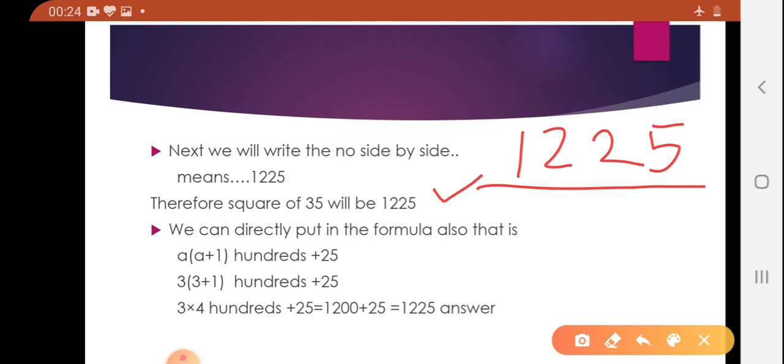We can directly put it in the formula also. A plus 1 hundreds plus 25, means 3 plus 1 hundreds plus 25. That will come 3 into 4 hundreds plus 25, 1200 plus 25. 1225 will be the answer. The answer will come the same.